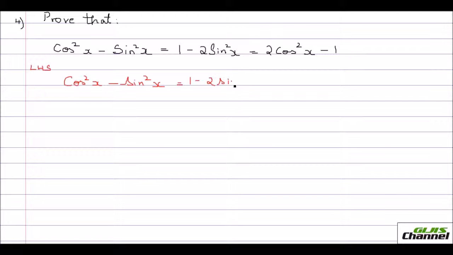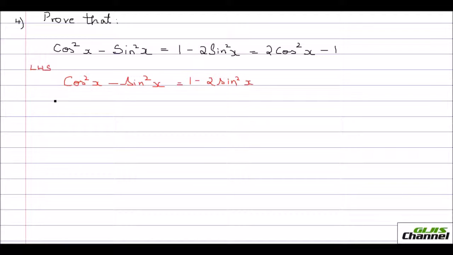So I have to convert everything on my left to sin square, right? I have to, because on the right hand side I have sin square. There is no cos square. So this cos square x, I would use the Pythagorean identity, and I just convert it to sin square.